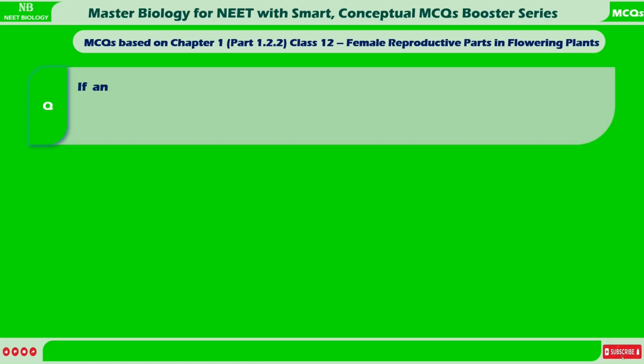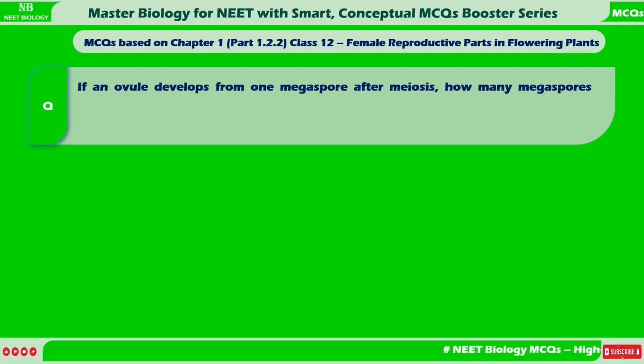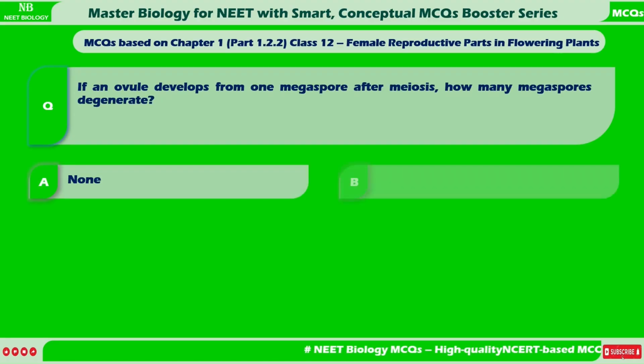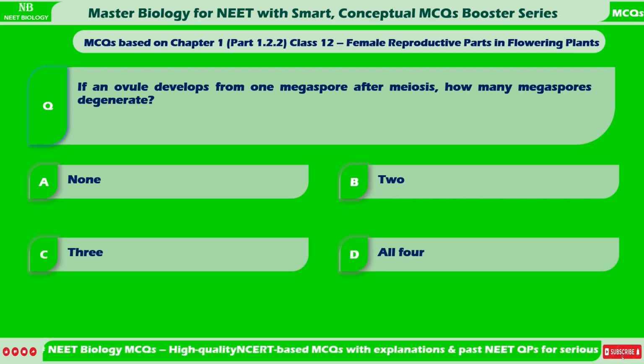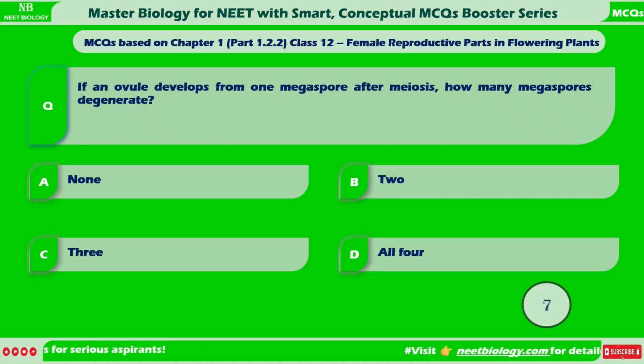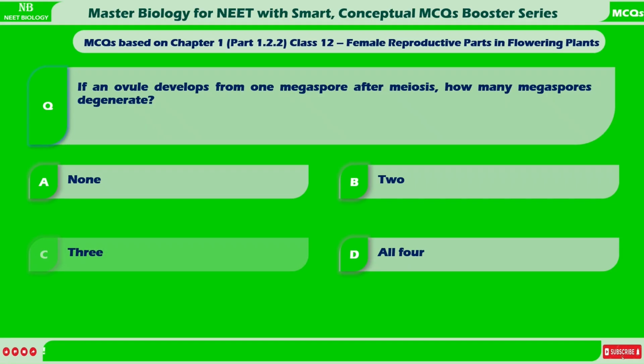If an ovule develops from one megaspore after meiosis, how many megaspores degenerate? A. None. B. 2. C. 3. D. All 4. Correct answer is C. 3.